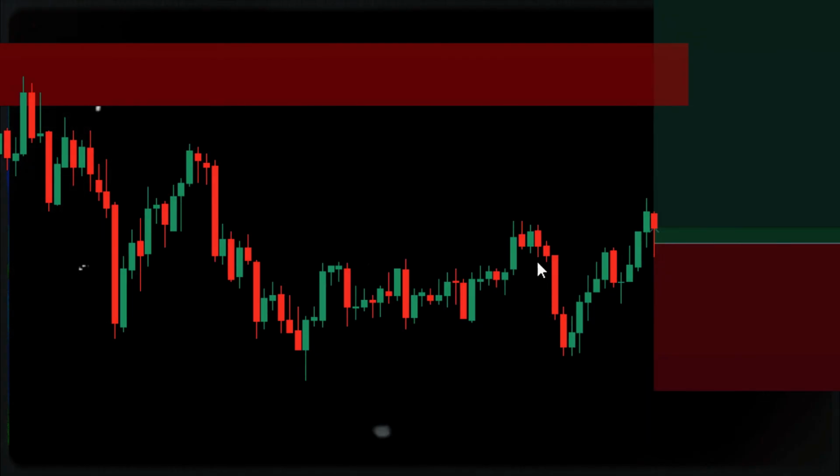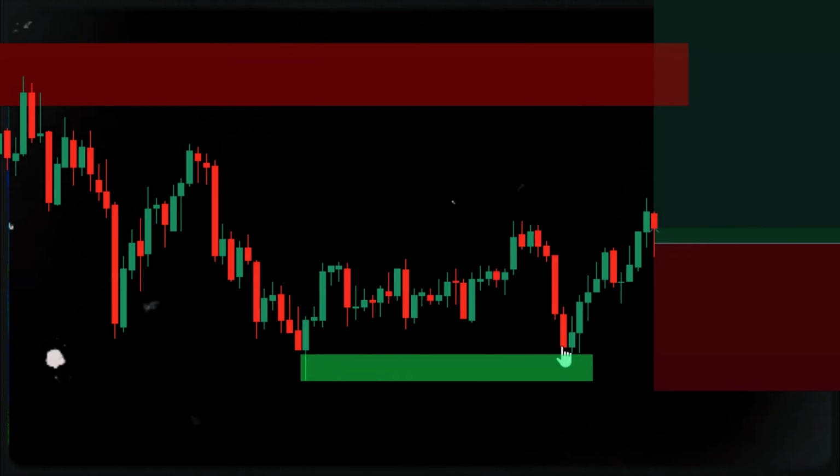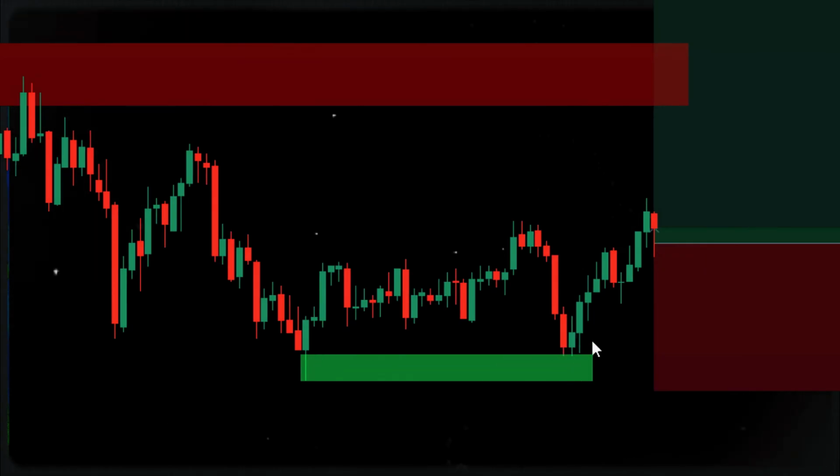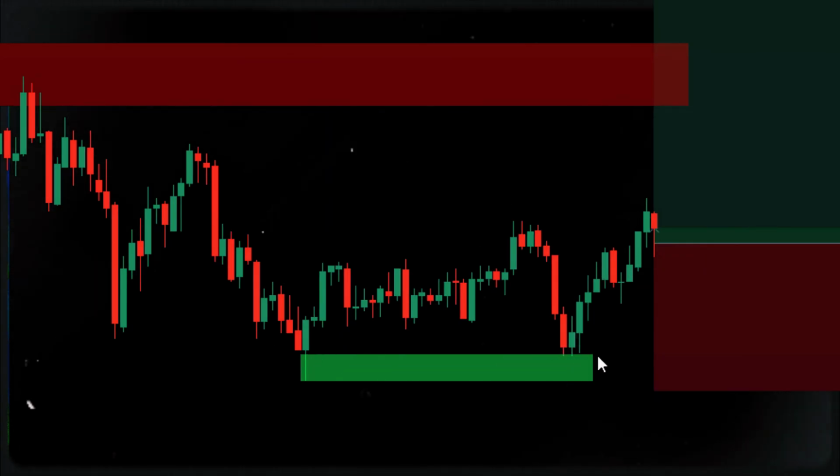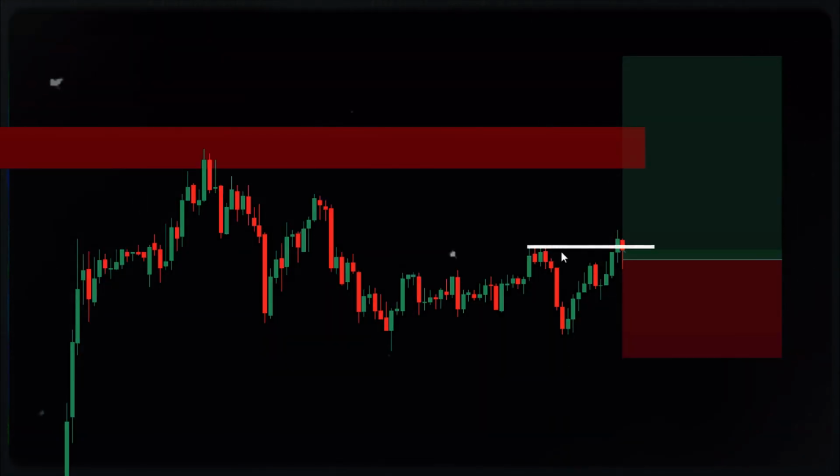This framework works in every market condition: ranging, uptrend, downtrend, reversal. That is the beauty of it. You do not need to predict what the market is about to do. You just need to be ready when price visits your zone.